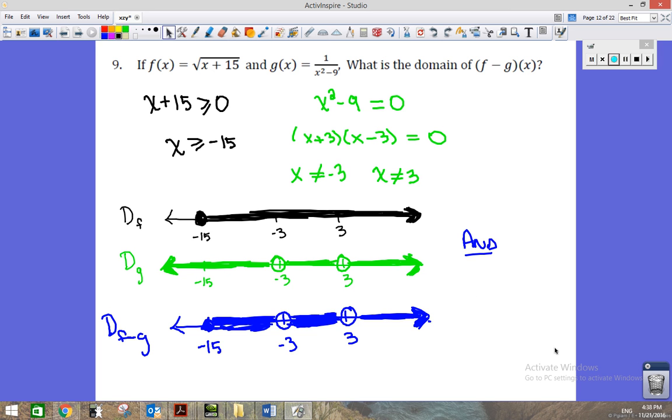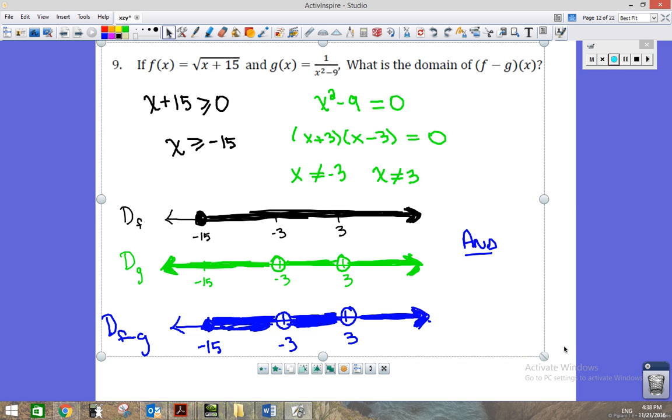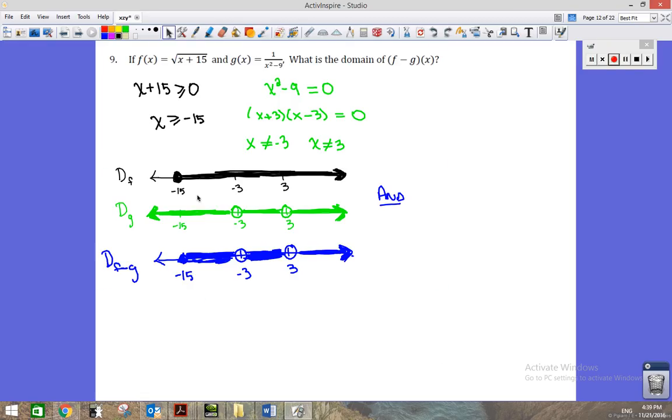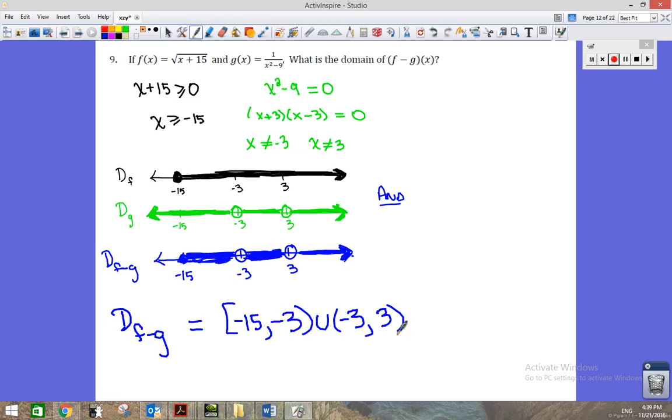That's too many numbers to list, so we use interval notation to describe this set of infinitely many numbers. For f minus g, start at negative 15 and include negative 15. Increase all the way to negative 3, but exclude negative 3. From negative 3 to positive 3, exclude both, and then go from 3 to infinity. So here's our answer for problem 9.